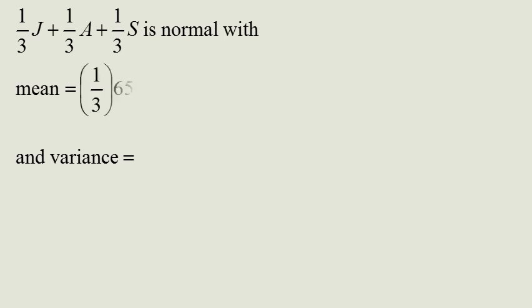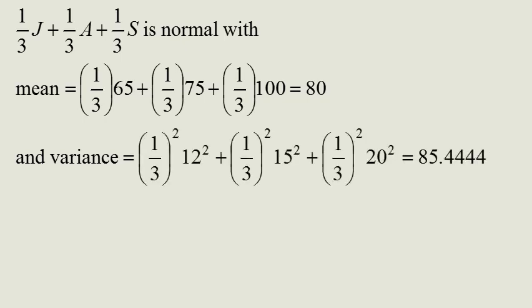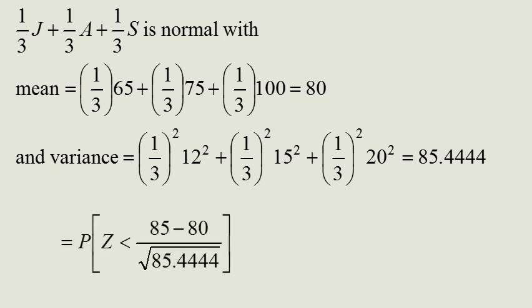When we plug in the means, we get a result of 80, which makes good sense because that's the average of the 3 means. But when we plug in the variances, all the coefficients are squared and we get a result of 85.44. Now we create Z by subtracting the mean and dividing by the SD. And I've skipped a step here because rewriting this entire expression is kind of tedious. But this 85, remember, that came from the problem. It's in the previous slide.